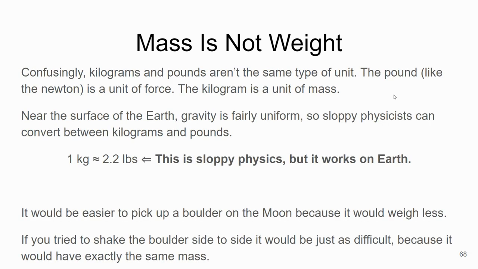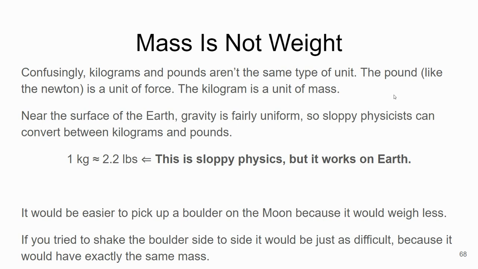So, another thing that makes this so particularly challenging is that we will spend our entire lives very near the surface of the Earth, where Earth's gravity is fairly uniform. It's not perfectly uniform, but it's pretty uniform across the whole surface of the Earth. So gravity is always pulling on us about equally strongly, which means we get in this habit, this sloppy physics habit, of just quickly converting from mass in kilograms to weight in pounds, or vice versa, weight in pounds to mass in kilograms.